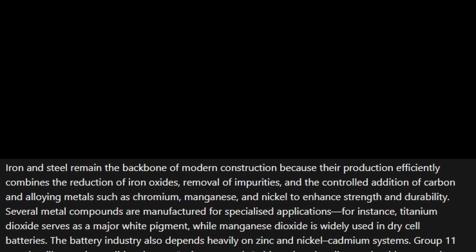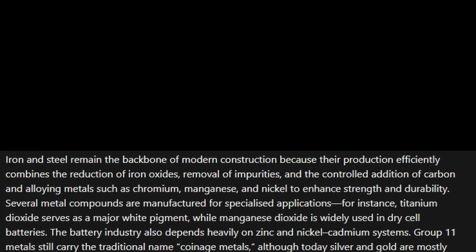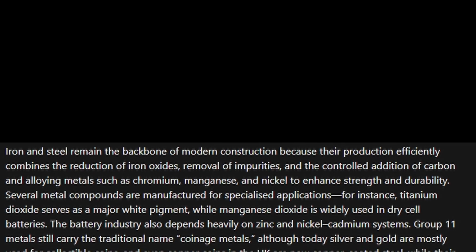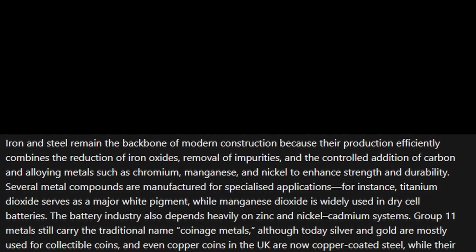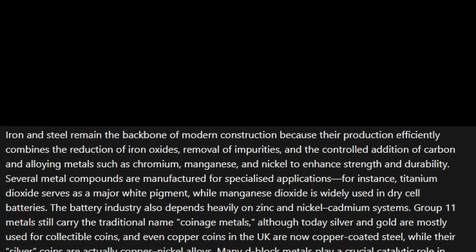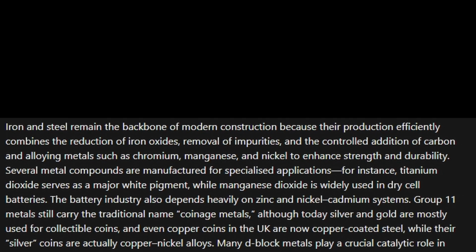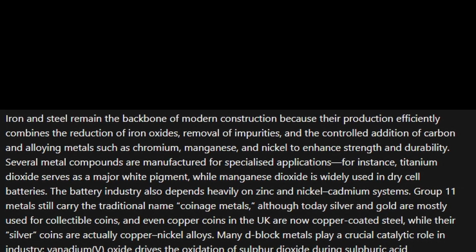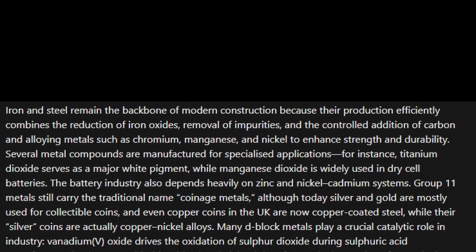Iron and steel remain the backbone of modern construction because their production efficiently combines the reduction of iron oxides, removal of impurities, and the controlled addition of carbon and alloying metals such as chromium, manganese, and nickel to enhance strength and durability. Several metal compounds are manufactured for specialized applications.